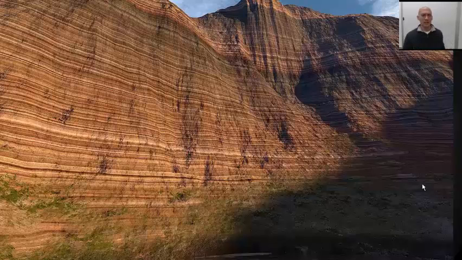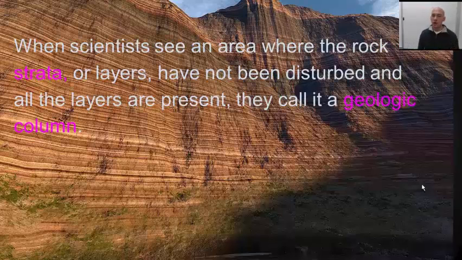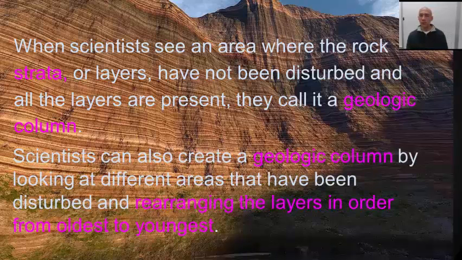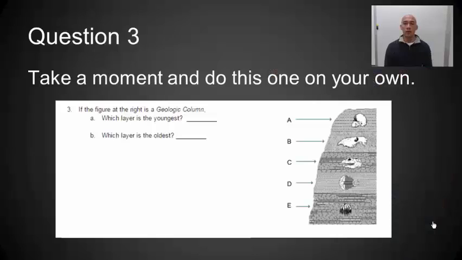So what do we mean by disturbed? Well, when scientists see an area where the rock strata or the layers have not been disturbed, and all the layers are present, they call it a geologic column. Scientists can also create a geologic column on their own just by looking at different areas that have been disturbed and rearranging those layers in order from oldest to youngest so that they appear in a way that is no longer disturbed.